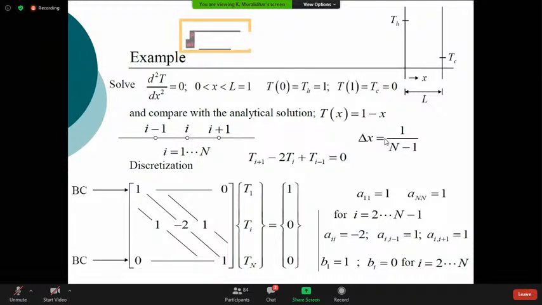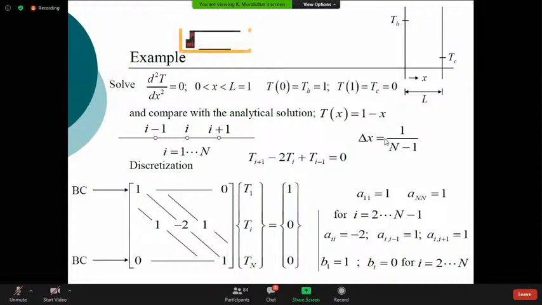We set up a grid, I plus 1, I minus 1, where I goes from 1 to n. And discretize d squared T by dx squared equal to 0 by, let us say, finite differencing. You have several methods of discretization available. But let's say we have done finite differencing. And it will give rise to the equation T(i+1) minus 2T(i) plus T(i-1) equal to 0. Now T(i) depends on T(i+1), T(i+1) will depend on T(i+2) and so on. So you have a system of coupled algebraic equations.